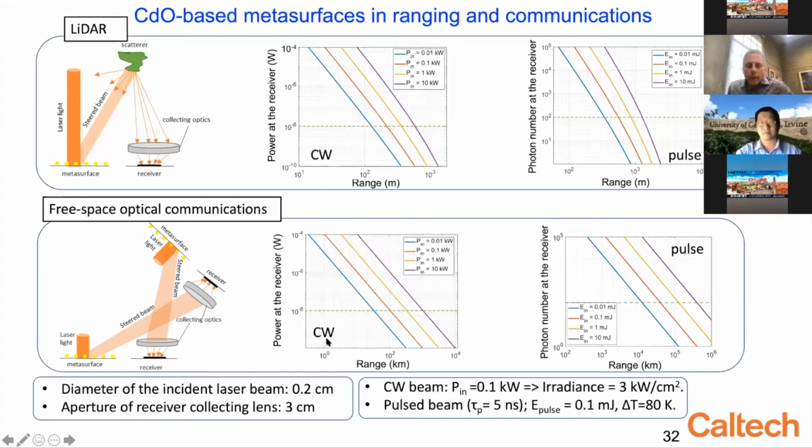And in space where we have no intervening scattering elements, we could think about using where the signal to noise is determined by the signal to noise properties of the receiver, ranges over hundreds of kilometers at CW to tens of thousands to hundreds of thousands of kilometers using pulsed technology. So this is really quite interesting.